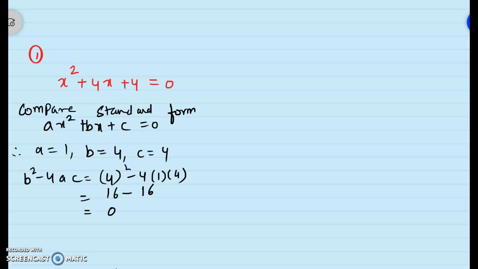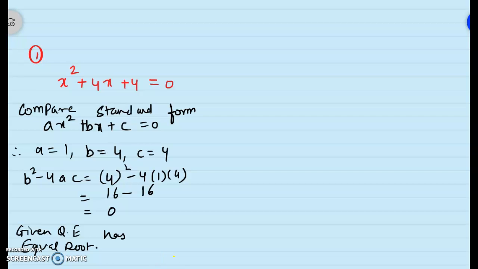Since the answer is equal to 0, I can write that the given quadratic equation has only one root, that is, equal roots. Clear, guys?